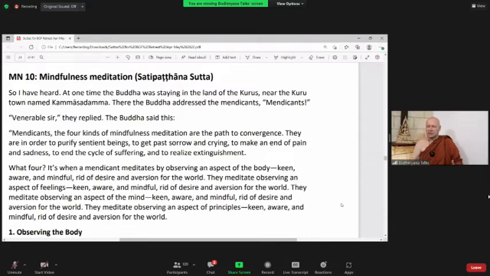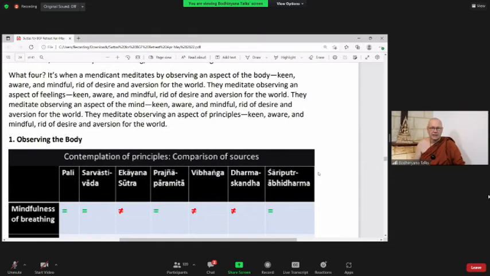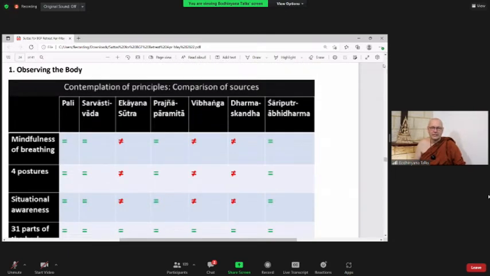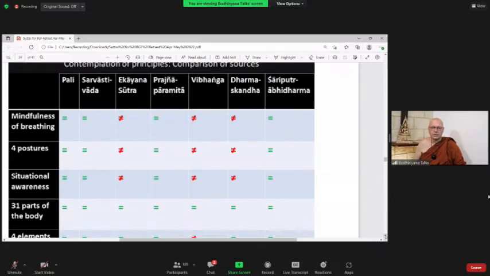So how many of these are found in other schools or in other systems? This is what we want to look at now. So here we go. This is what comes up next here. This is very exciting if you haven't seen this before. Whoa, look at this. This is kind of cool. So we have at the very top there, it should have said contemplation of body. There's a mistake there at the top. So this is a comparison of the various sources.